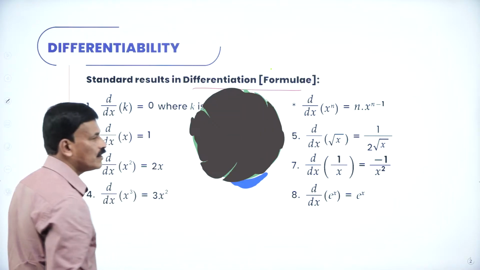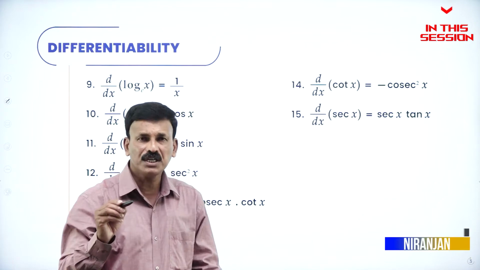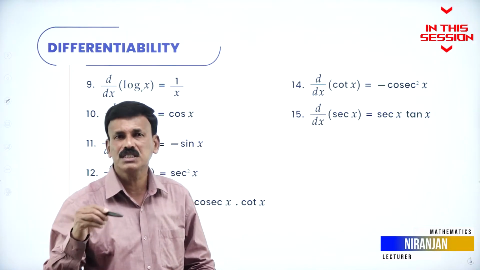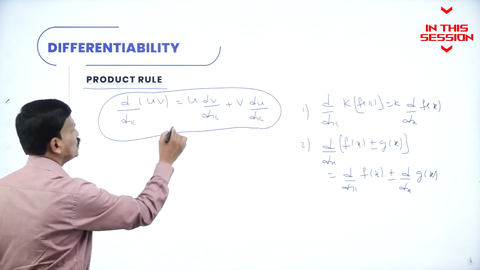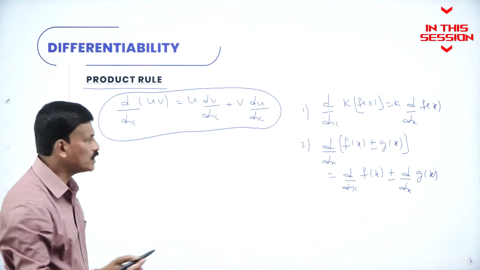You know the derivative of a constant is 0. d by dx of a constant is always 0. d by dx of cos x, derivative of cos x is minus sin x, derivative of tan x is secant square x. First function into differentiation of second function plus second function into differentiation of first function.